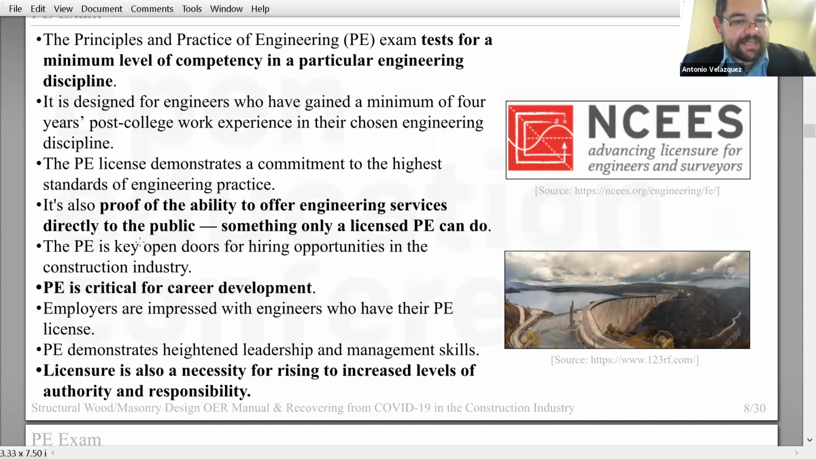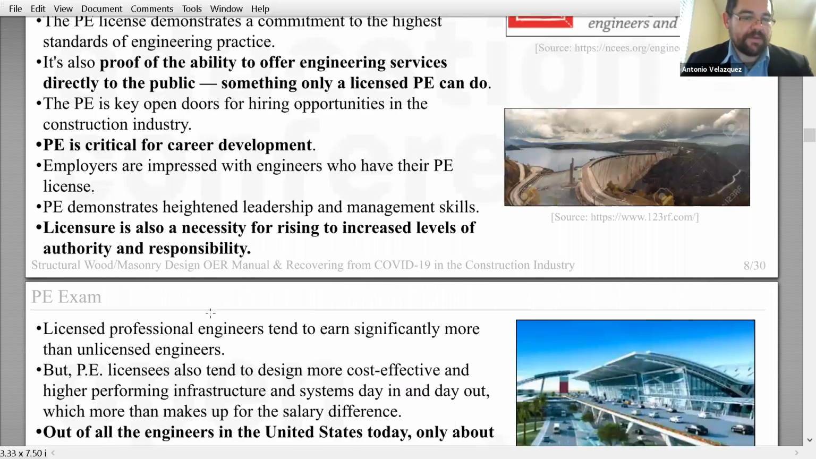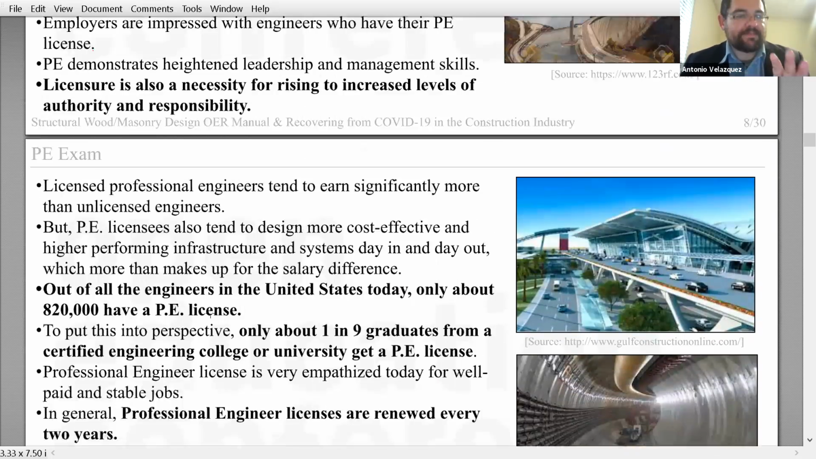PE demonstrates heightened leadership and management skills. Licensure is also a necessity for rising to increased levels of authority and responsibility. So as you can see, it's quite an ambitious exam, but it's worth the effort, as I mentioned. The problem is that, let me explain what the problem is.